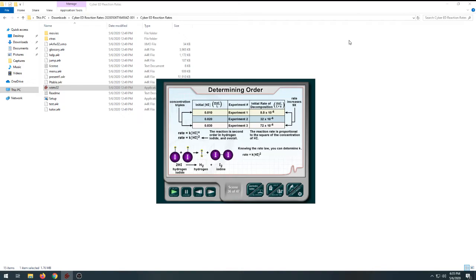For example, substituting the values at time 1 into the rate law equation gives the equation 8.0 times 10 to the negative 6 moles per liter second equals k times the square of 0.010 moles per liter. Solving for k gives the answer 0.080 liters per mole second.